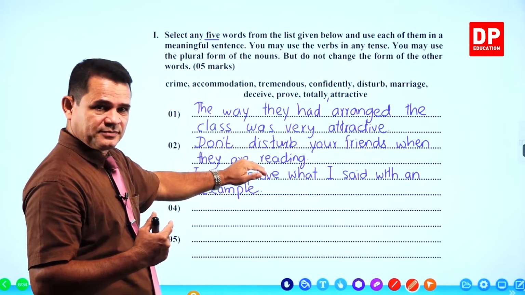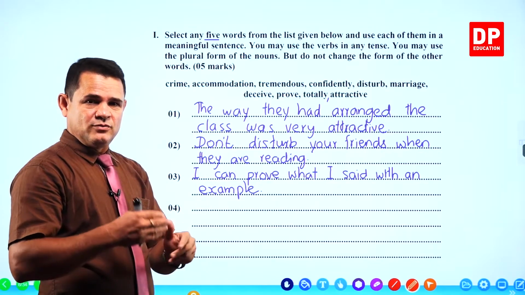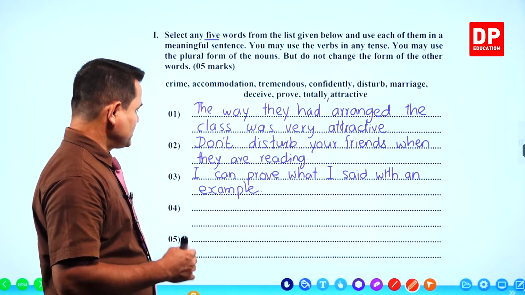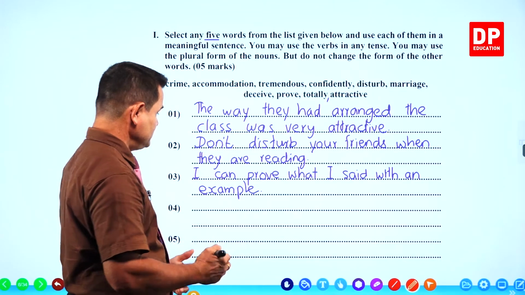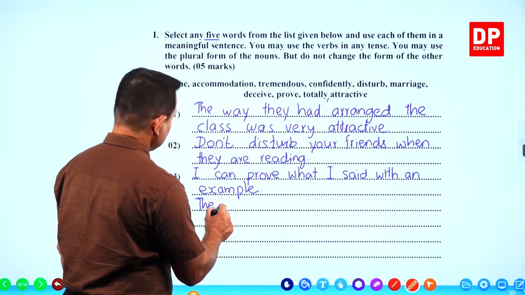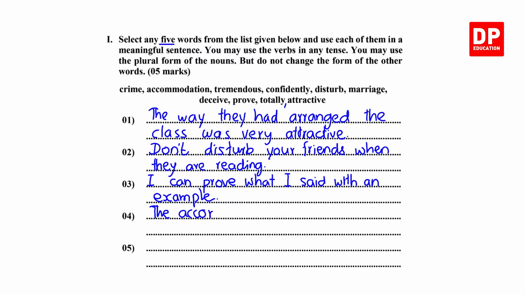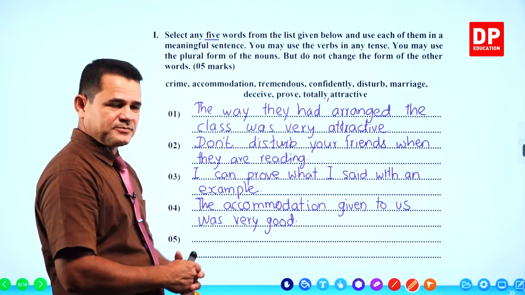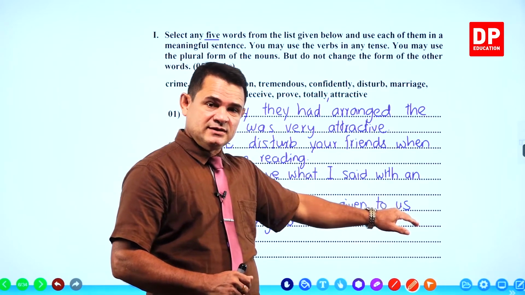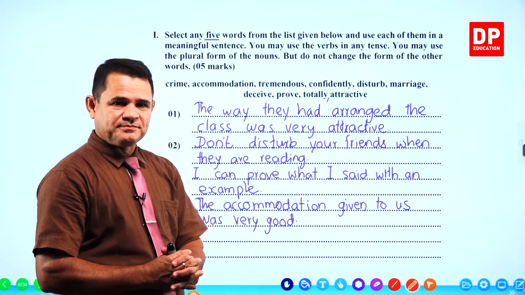Now here we use the verbs. Prove කියන එකෙන් now අපි verb එකක් use කරේ. Now we will try to use this one also. Okay, the accommodation given to us was very comfortable, or the accommodation, නවාතැන්, given to us, අපට දීපු, was very good. සරල වාක්‍යයක්. Simple. The accommodation, නවාතැන්, given to us, අපිට දීපු, was very good. ගොඩක් හොඳයි. සරල වාක්‍යයක්, right?